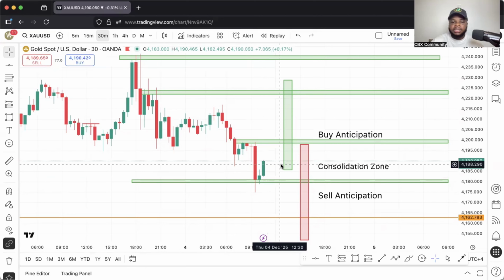Then we can anticipate the next candle to break our resistance or to break our support before we can decide to take a position, which I'm going to tell us if it is the right time for us to take a position or if we need to be patient.